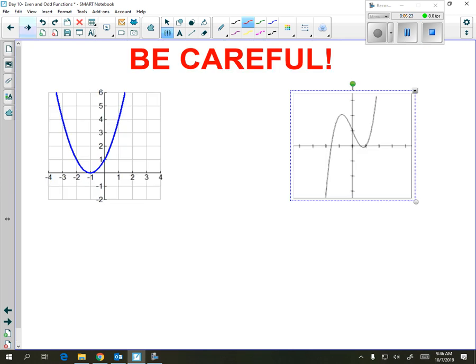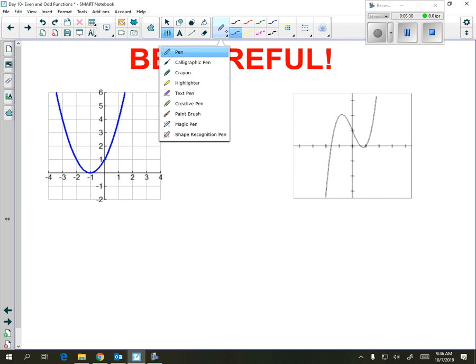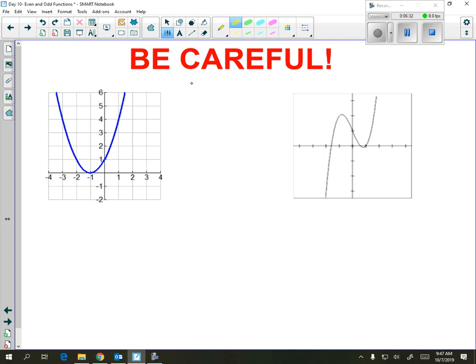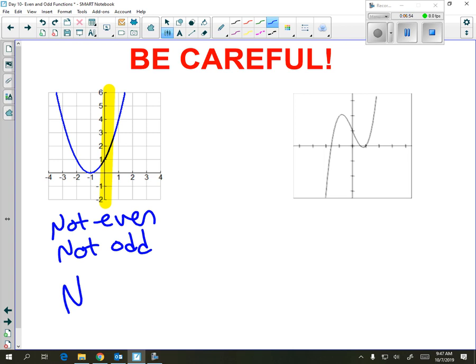Now let's just look at two common mistakes. A lot of people want to say that the first one is even, but it's not, because it doesn't have symmetry over the y-axis. Even though the parabola itself can be folded in half, it can't be folded down the y-axis. So this is not even. And if you turn it upside down, it's a different photo. So this is not odd, in which case we say it is neither even nor odd.